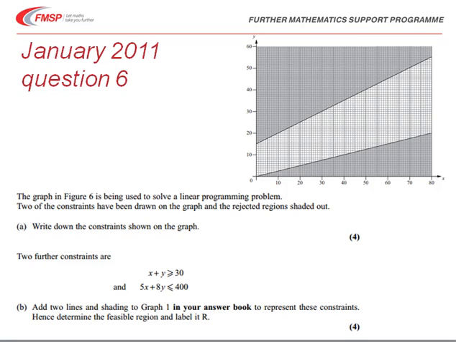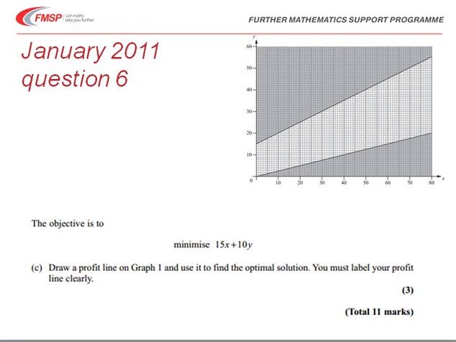Two further constraints are given: x plus y is greater than or equal to 30 and 5x plus 8y is less than or equal to 400. We're asked to add two lines and shading to the graph, which is in the answer booklet, to represent these constraints and determine the feasible region and label it R. Having done that, the question then goes on to say that the objective is to minimize the function 15x plus 10y, and we're asked to do this by drawing a profit line on the graph and to use it to find the optimum solution.